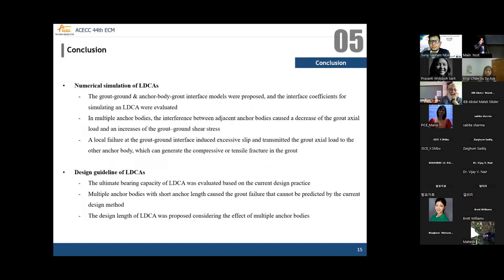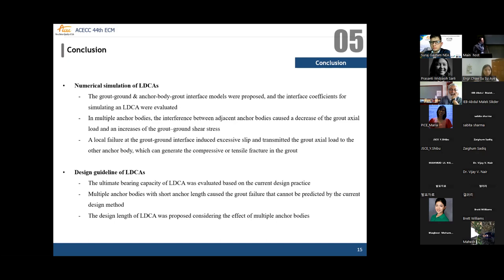Lastly, I will wrap up my presentation with the conclusion. In this presentation, the interface coefficient for simulating an LDCA was evaluated, and by using the proposed model, I evaluated the effect of the number, spacing, and total length of the anchors. In multiple anchor bodies, the interference effect between adjacent anchor bodies causes a decrease of the grout axial load and an increase of the grout-ground shear stress. And a local failure at the grout-ground interface can cause the compressive or tensile failure in the grouts.